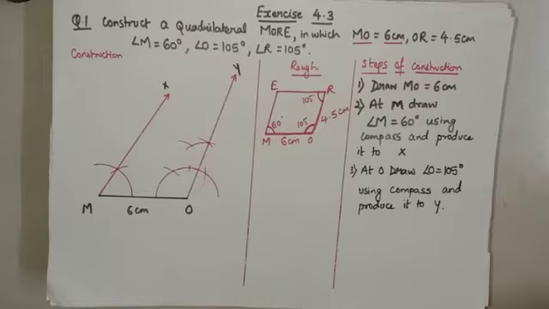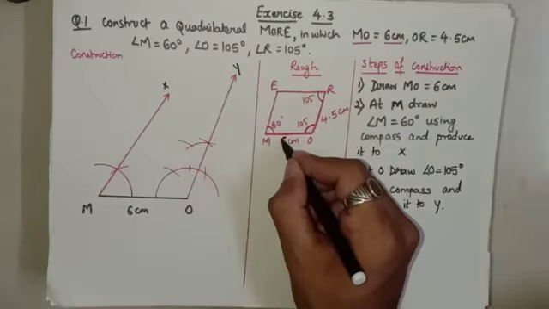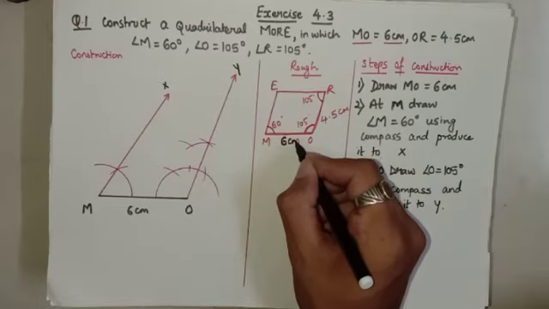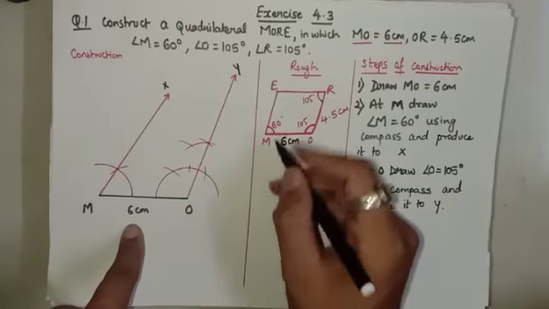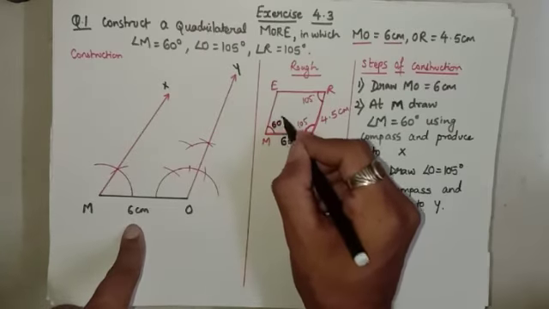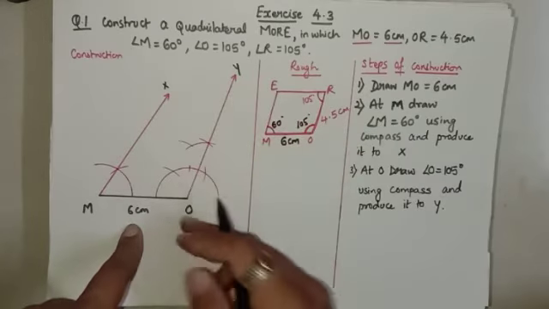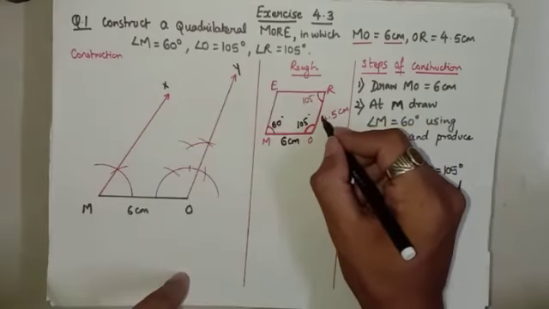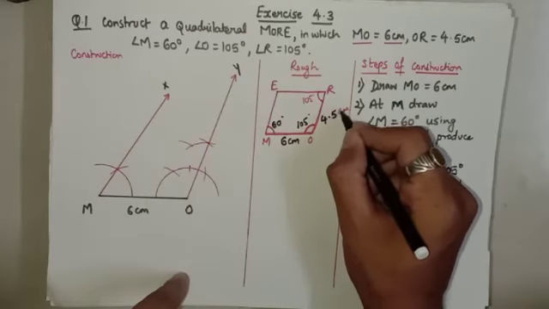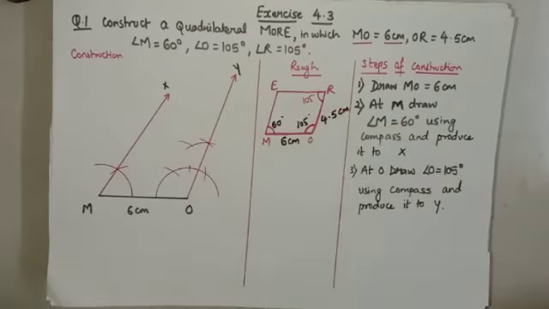Okay, now next step is, see, we have done this. I am making it with black pen so it will be clear. 6 centimeter line we have drawn. We have constructed an angle of 60 degree at M. We have constructed an angle of 105 degree at O. Okay. Now it is done. We will draw a line of 4.5 centimeter on the OY already produced.